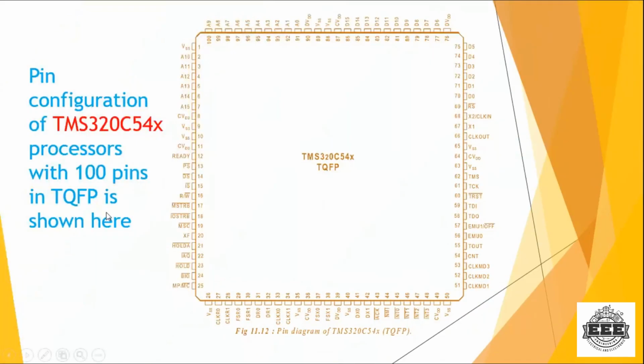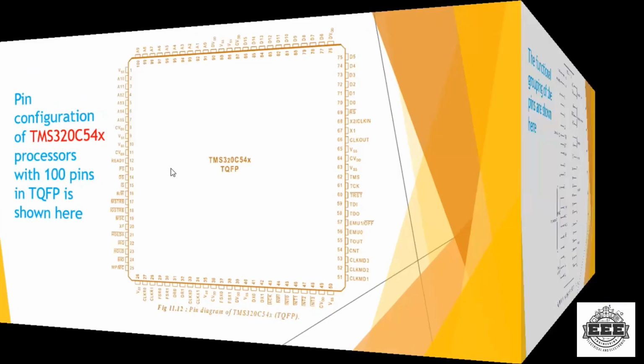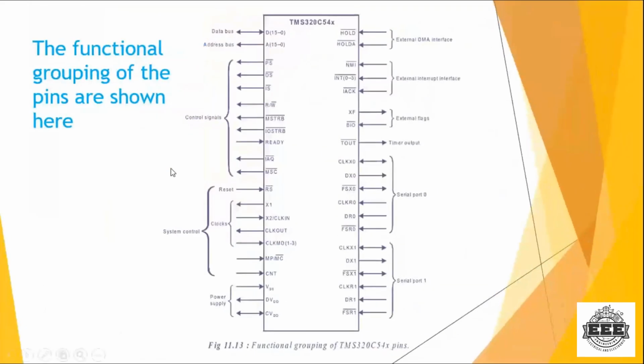Now you can see here the pin diagram of a TQFP 100 pin processor. This is a 54x processor. It consists of 100 pins. Then the functional grouping of the pin diagram has been shown here. All the input and output ports, and then the data bus and address bus, are grouped together. The name given to each is called a grouping of the pins.